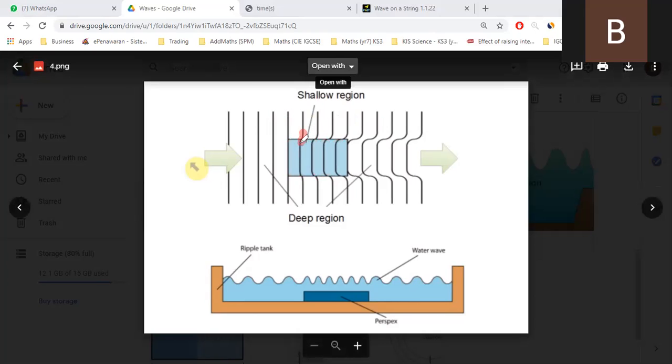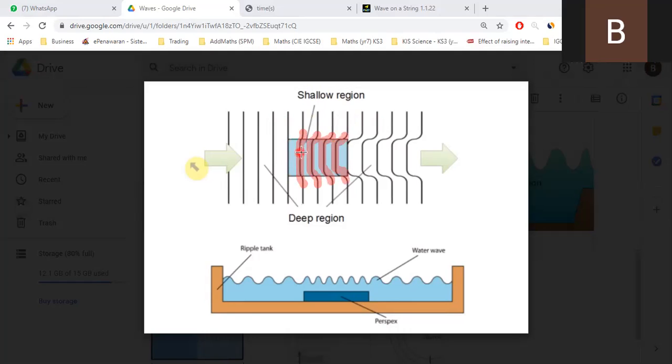If you look at this curve, it curves backwards, looks like a letter C. It curves backward because this is a shallow region, right? Shallow region means the water wave will travel slower, right? So the speed decreases. That's why it is left behind. The wave inside here is being left behind.